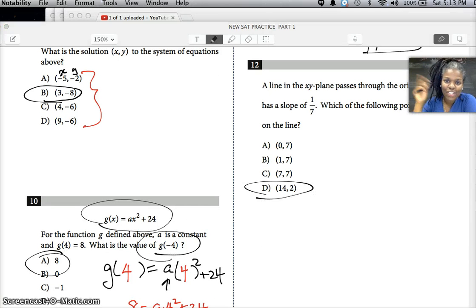Let's look at number 12, and I'll give you the answer. So the answer to this one is D. A line in the XY plane passes through the origin. Do we remember what the origin is? Origin is 0, 0, that center place.